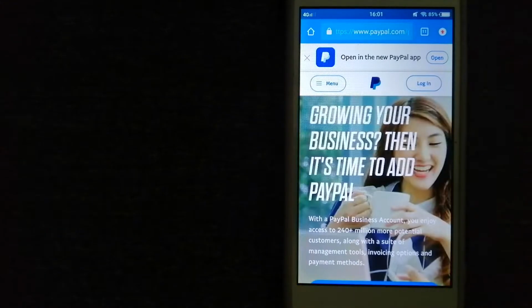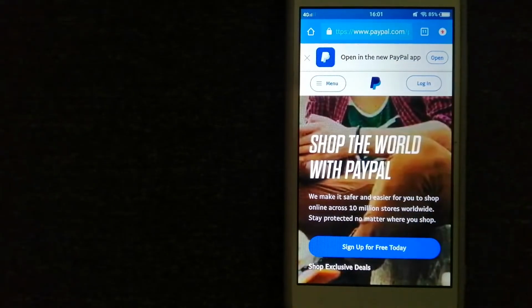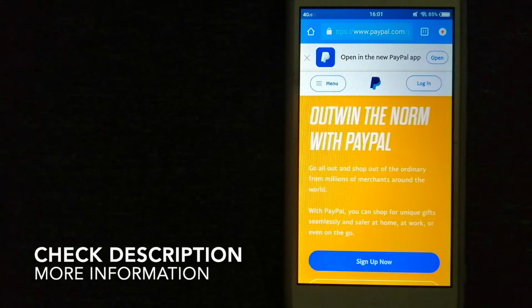We are going to talk about three ways to send money if you are in Australia and you want to send money to Bosnia and Herzegovina.